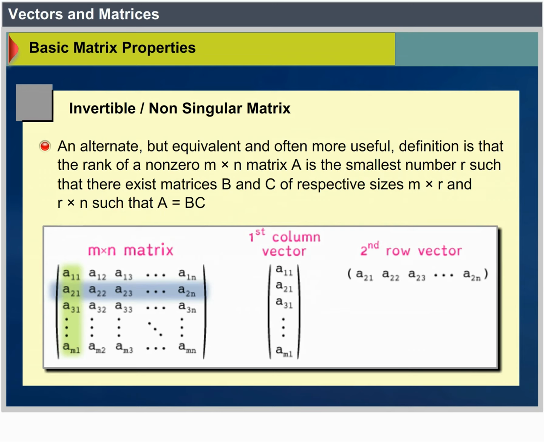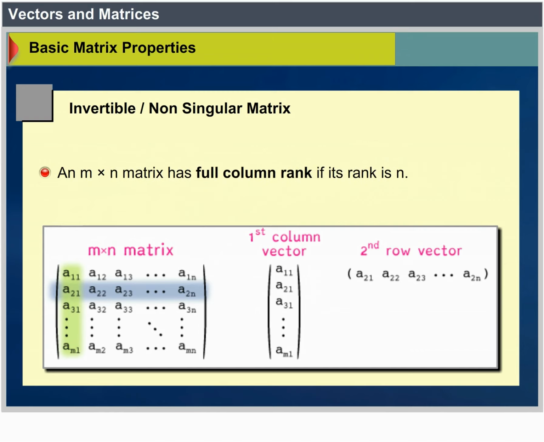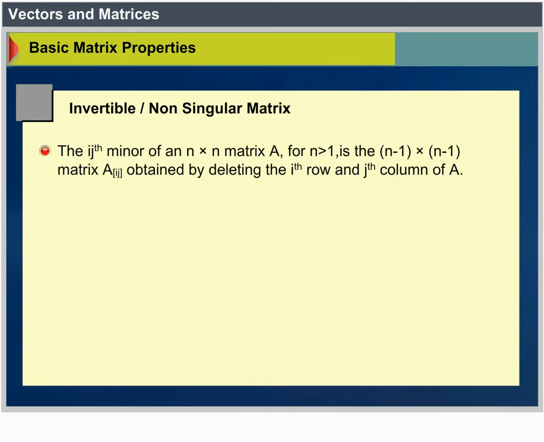A square n by n matrix has full rank if its rank is n. An m by n matrix has full column rank if its rank is n. The ijth minor of an n by n matrix A, for n greater than 1, is the n minus 1 by n minus 1 matrix Aij, obtained by deleting the ith row and jth column of A.